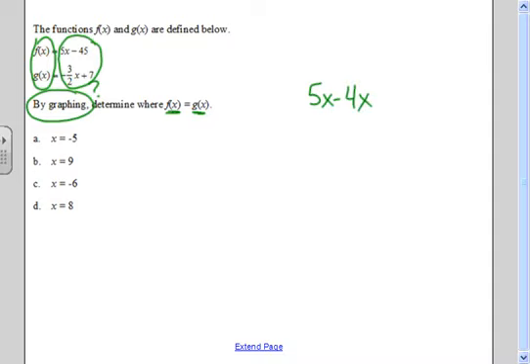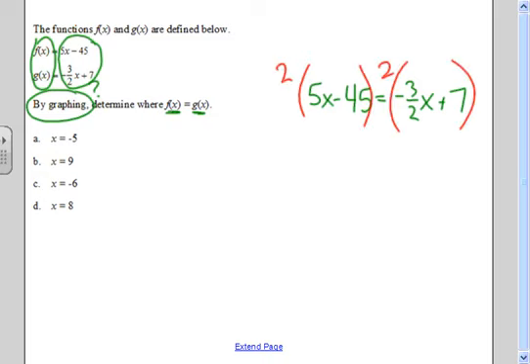5x minus, hold on, not 4x. 5x minus 45 equals negative 3 halves x plus 7. Now, my personal preference whenever there's a fraction mixed into an equation that I'm trying to solve is to get rid of it by multiplying through. So I'm going to multiply both sides by 2. The rationale for doing that is because I want my 2 to cancel.